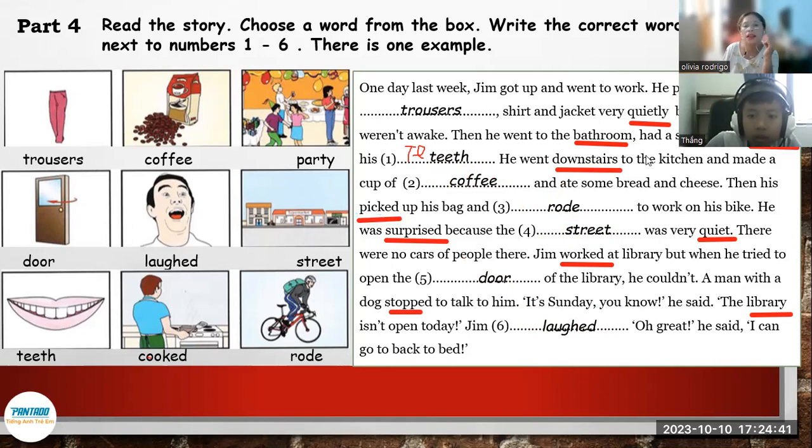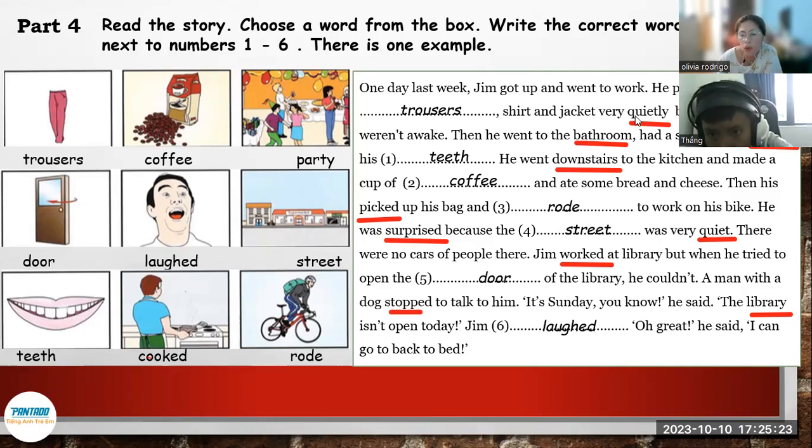One day last week, Jim got up and went to work again. One day, last week, Jim got up and went to work. He put on his trousers, shirt, and jacket very quietly because his family was asleep. Then he went to the bathroom, had a shower and cleaned his teeth.